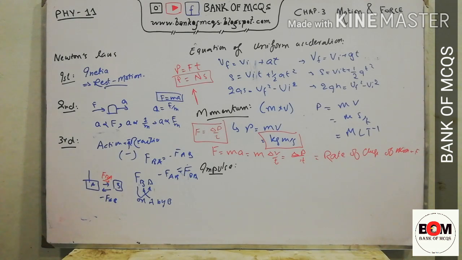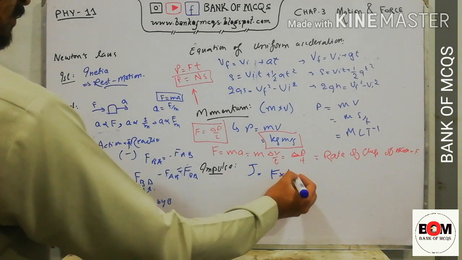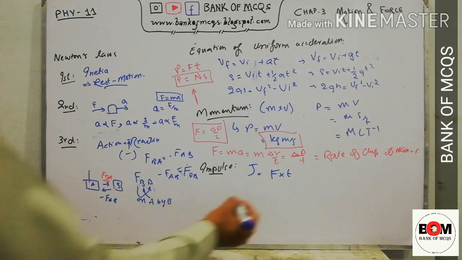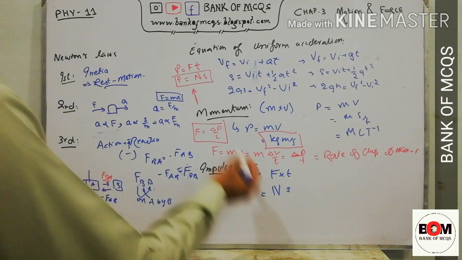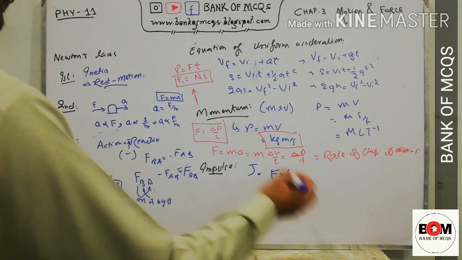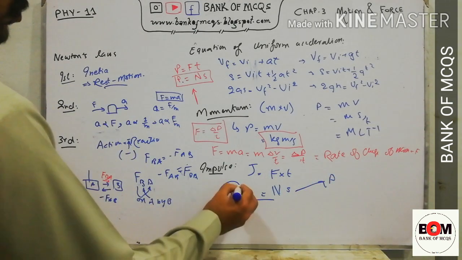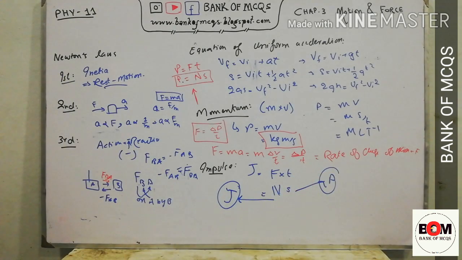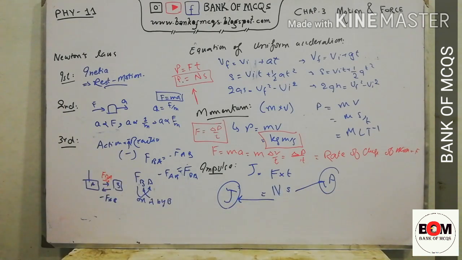Now the third is impulse. Impulse is represented by J. When a large force is applied for a short period of time, we call it impulse. To find its unit, it is newton times second, and newton second is the unit of momentum also. So newton second is the unit of momentum and impulse. So newton second is the unit of impulse J, and P is momentum.